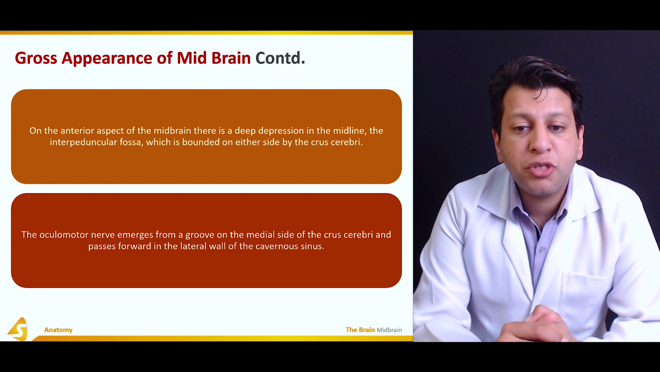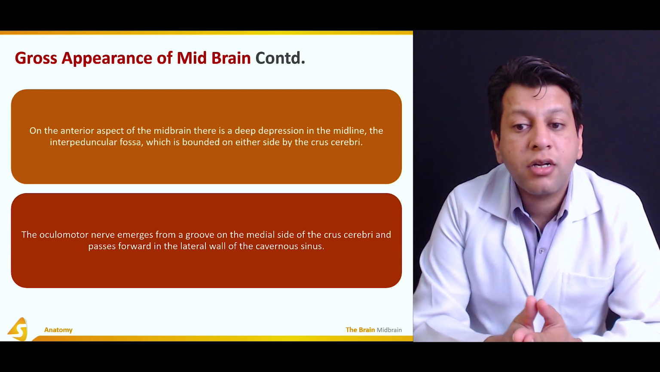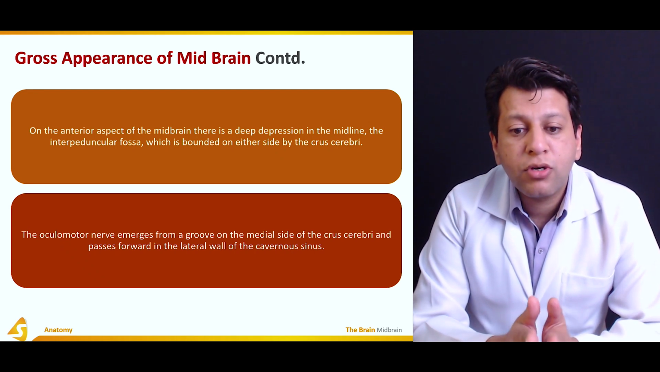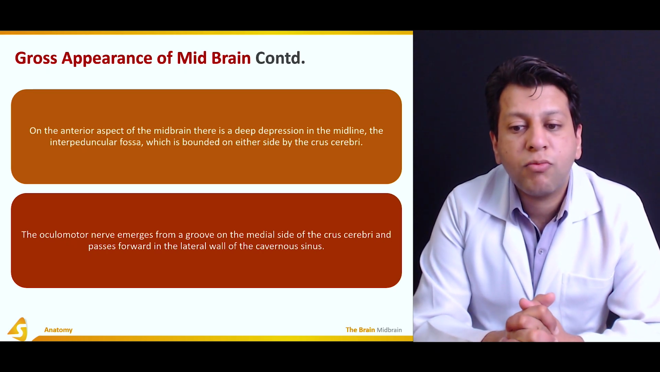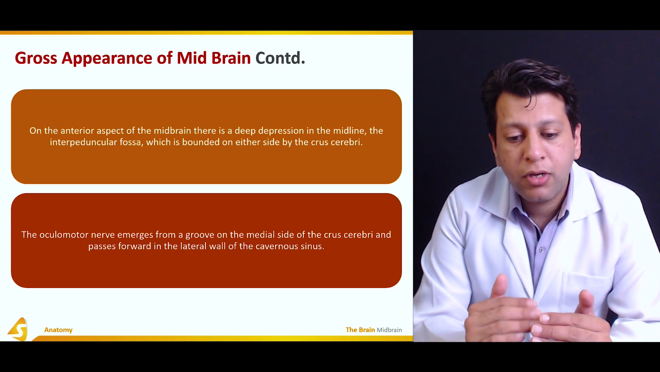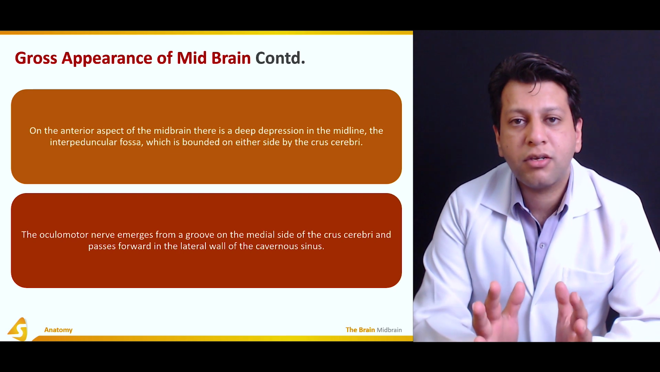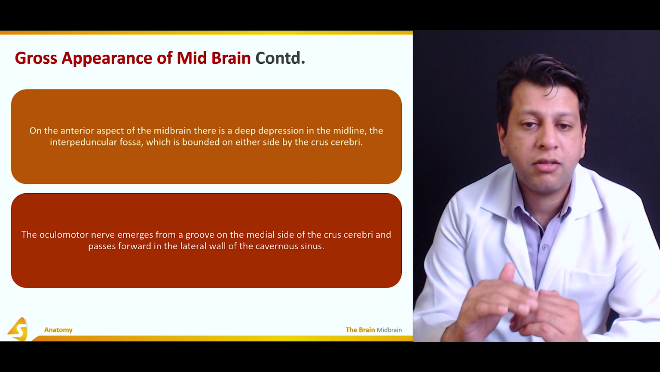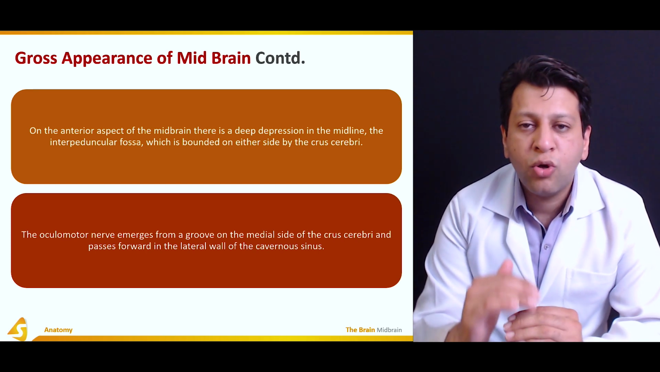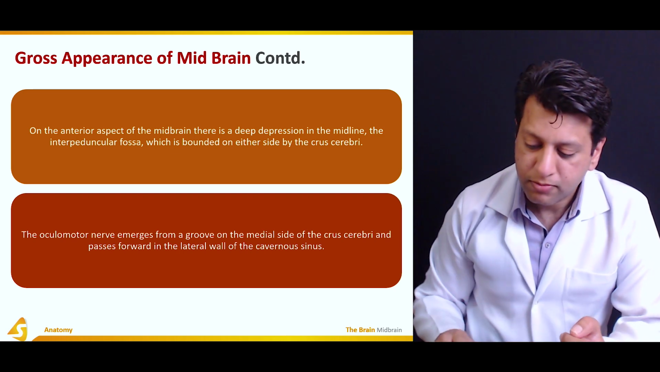On the anterior aspect of the midbrain, there is a deep depression in the midline, the interpeduncular fossa, which is bounded on the anterior side by the crus cerebri. The oculomotor nerve emerges from the groove on the medial side of the crus cerebri and passes forward into the lateral wall of the cavernous sinus. Now remember, if we are viewing it anteriorly and posteriorly, then there is a cross structure. But if we get cross sections of the midbrain, there will be two cross sections which can be taken, one at the level of the superior colliculus and the other at the level of the inferior colliculus.